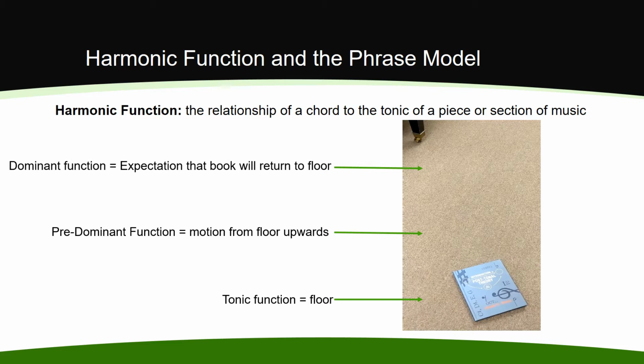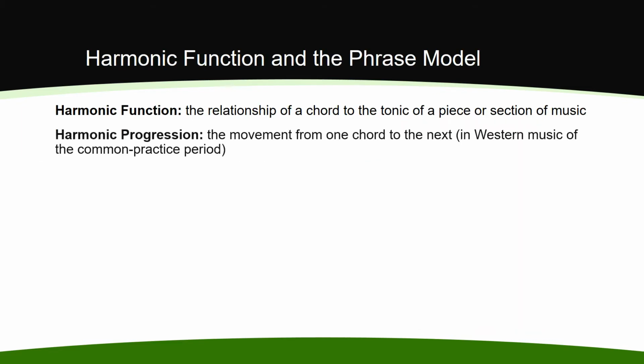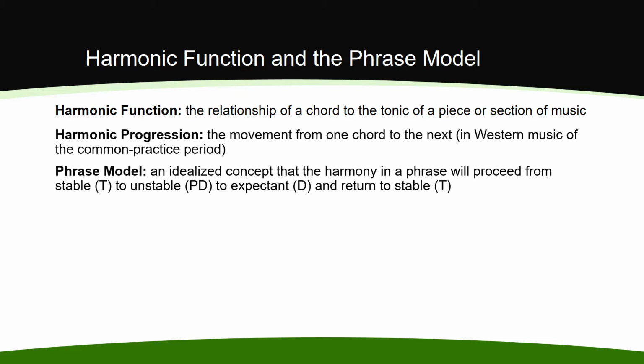When we combine harmonic function with harmonic progression, the movement from one chord to the next in Western music of the Common Practice period, we find that a pattern emerges called the phrase model. The phrase model is an idealized concept that the harmony in a phrase, that thing we learned about in Module 23, will proceed from stable to unstable to expectancy for the release of tension and then return back to stable. In this idealized world, all phrases have a harmonic underpinning that proceeds tonic to predominant to dominant to tonic.